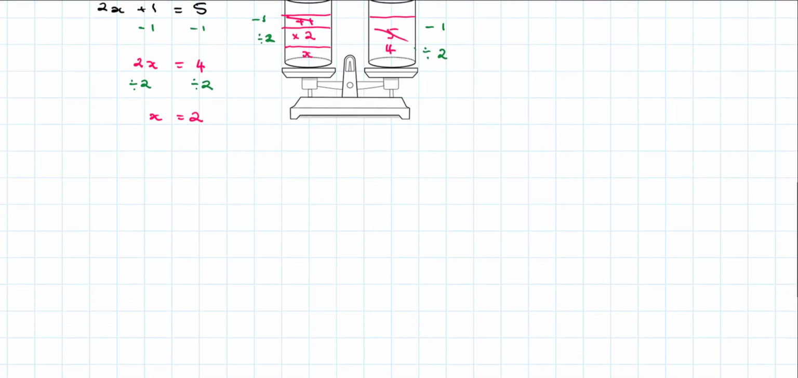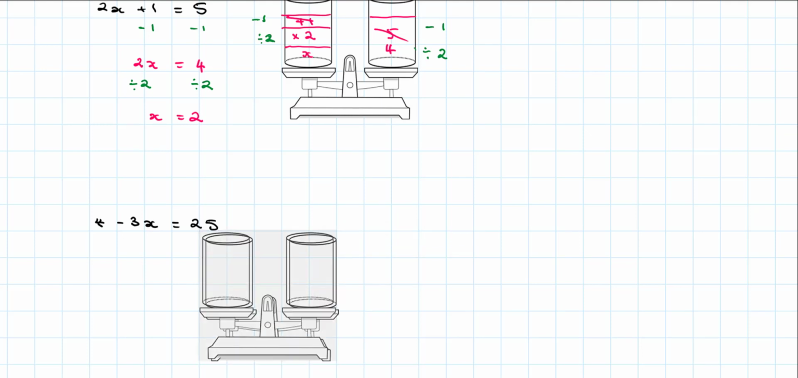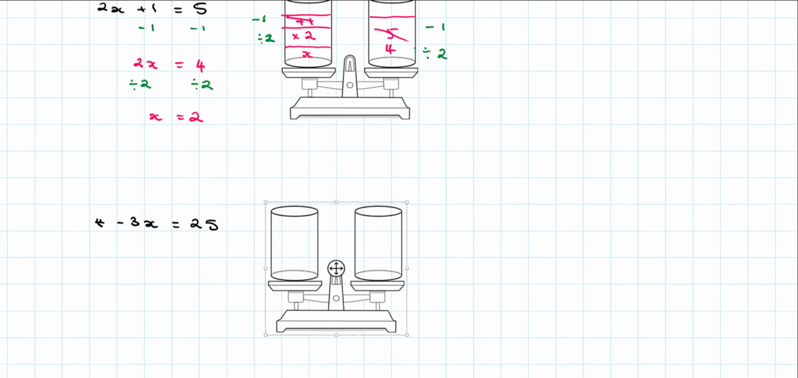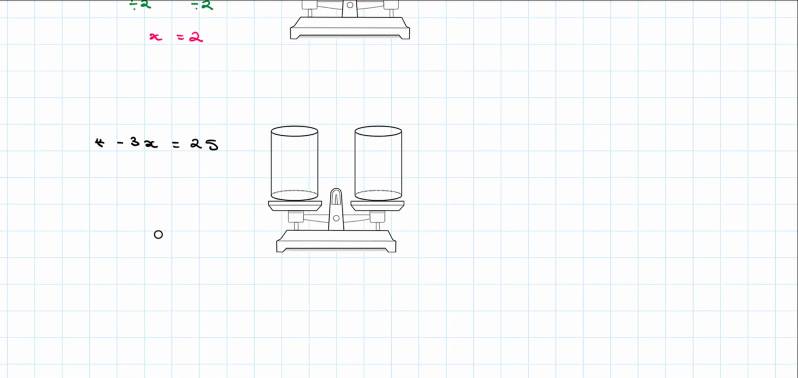Let's look at another two-step question. What if I had 4 minus 3x is equal to, say, 25. Let's put our cylinders back in, and then we might do the next one without the cylinders. On the right hand side, I have 25, the right hand side of my equal sign. So just to let you know, we have the left hand side of the equal sign and the right hand side, a little bit like the left hand side of my scale and the right hand side.